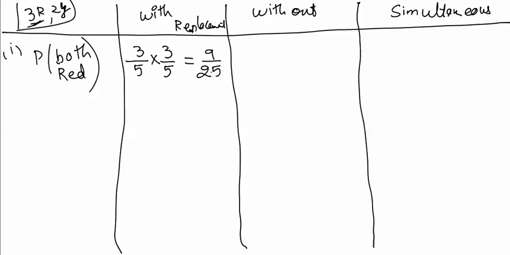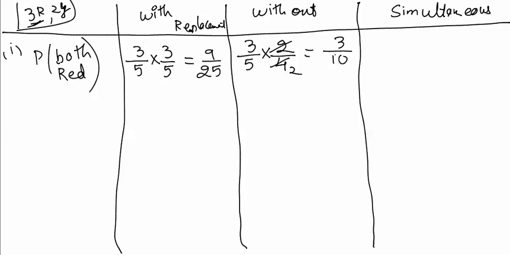Similarly, when we talk about without replacement, when I'm picking up the first ball, the probability is very simply 3 by 5, right? But now I have taken up a red ball. I have kept it aside. Now how many red balls are remaining? 2. Very good. And how many total balls are remaining? 4. Right? So the probability will become, if I cancel these things out, 3 by 10. Absolutely correct. Clear? What is the difference between with replacement and without replacement?